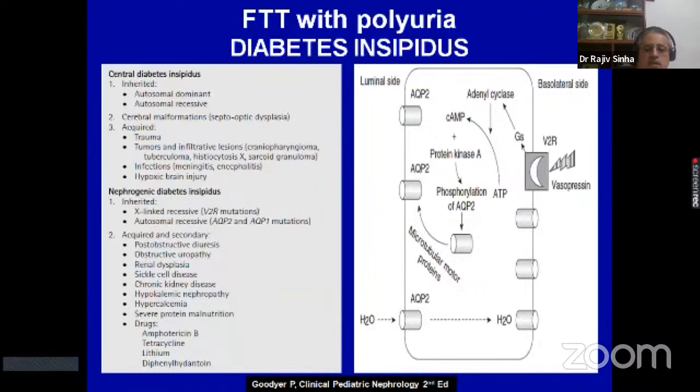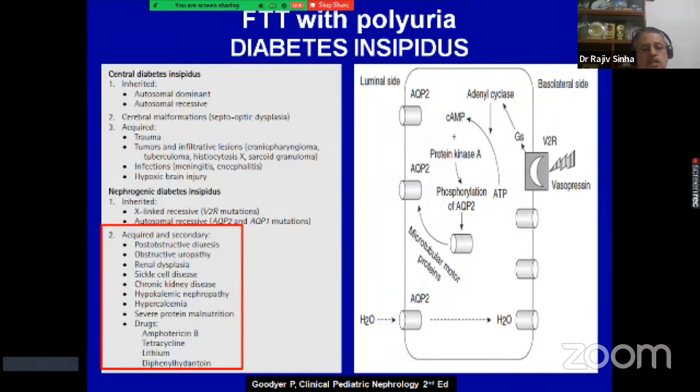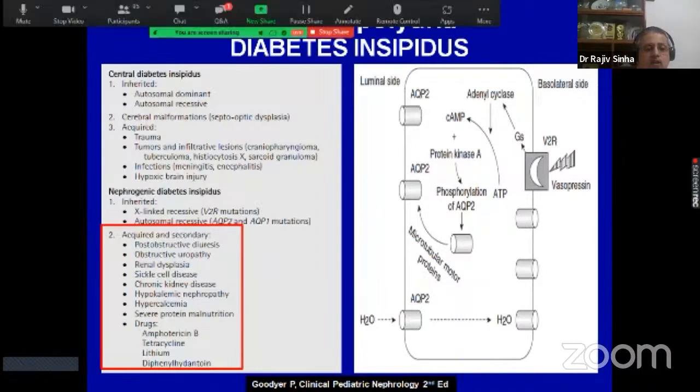Nephrogenic diabetes insipidus usually is caused by a mutation in either the vasopressin receptor or the aquaporin, and it can be X-linked or autosomal recessive respectively. But as described by our previous speaker, you have to remember that sometimes nephrogenic diabetes insipidus can also result from other diseases, for example post-obstructive diuresis, obstructive uropathy, sickle cell disease, CKD, hypercalcemia, and as was described in the previous slide, and as you will see subsequently, it can also be a manifestation of Bartter syndrome.